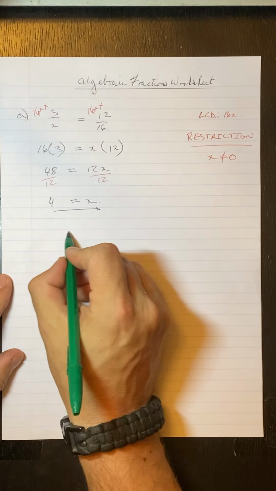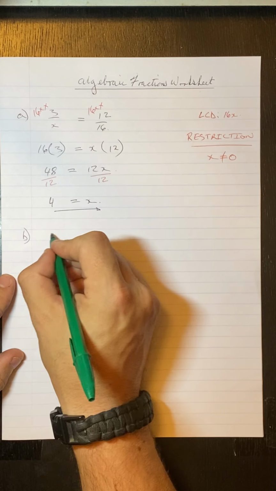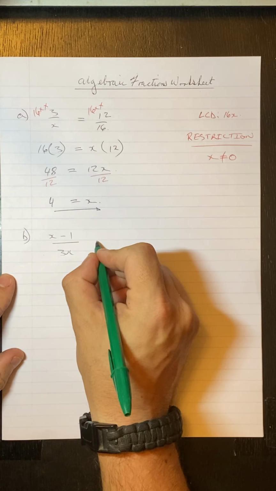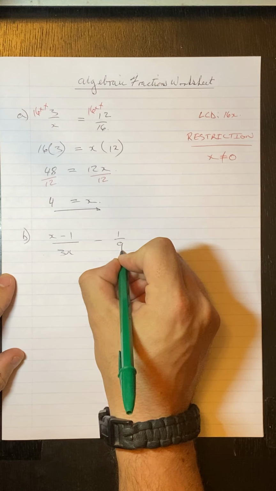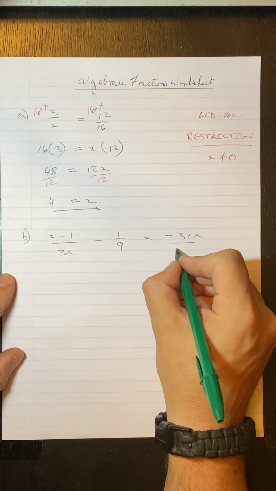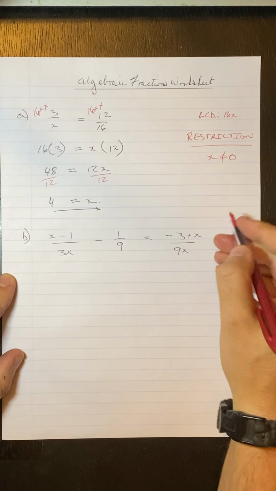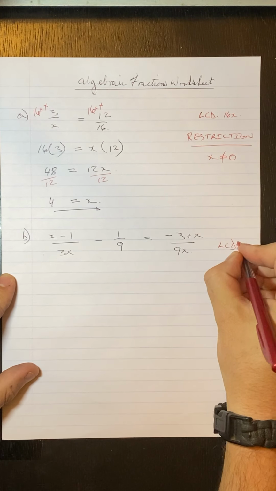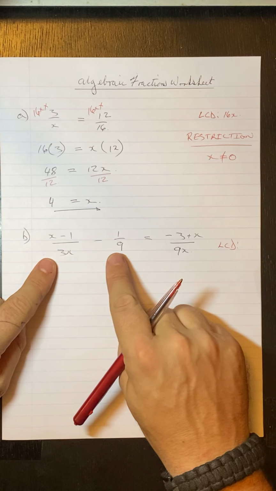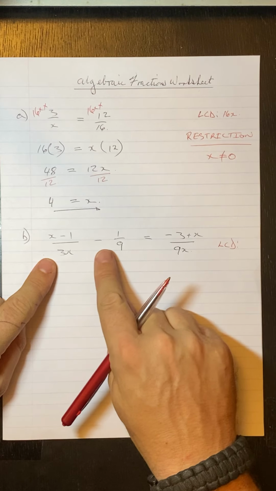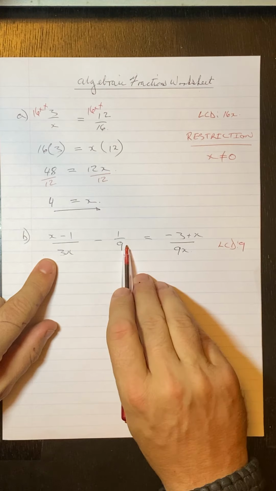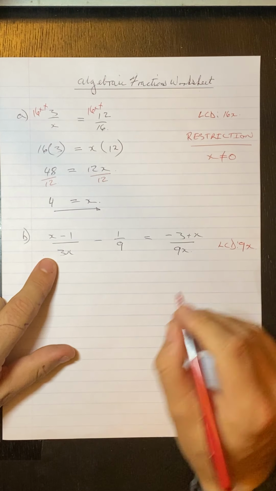All right, moving on to question B, which is x minus 1 over 3x minus 1 over 9 is equal to minus 3 plus x over 9x. Okay. First things first, let's find an LCD. I'm going to look at the numbers first, grade 9. So I'm looking at a 3, a 9, and a 9. The lowest number that 3, 9, and 9 go into is 9. This has an x, no x. I need an x.